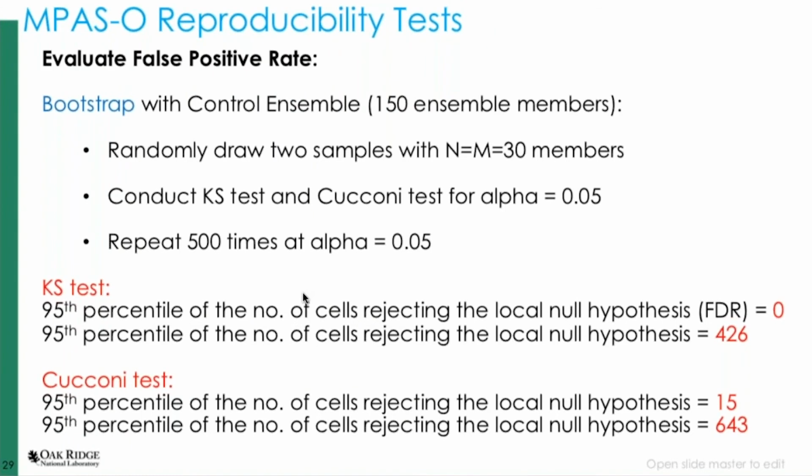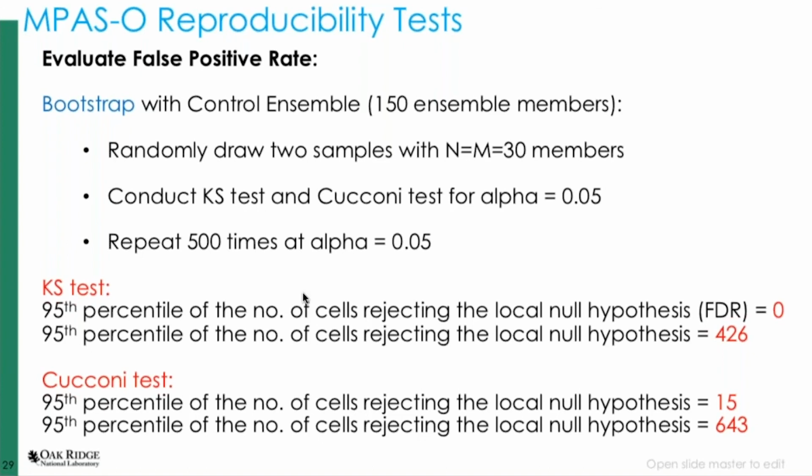So to test if that really happens, we did this bootstrap approach. We did a large 150-member control ensemble, and we randomly picked 30 members from it, and then we applied a KS test and Pucconi test at each grid box for the sea surface height in this case, and we repeated this a number of times.